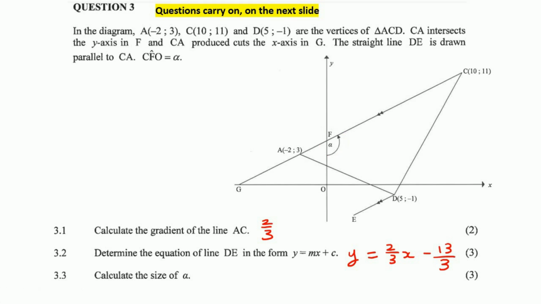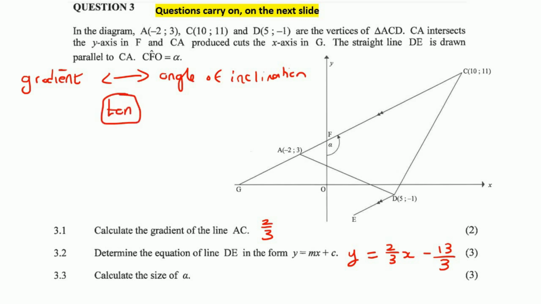Okay, so it's a little angle over there. It's in a pretty random place if you ask me. Oh, but guys, what I think we can do, remember, if we know the gradient of a line, then we can work out its angle of inclination. And what do we use to do that? We use tan.